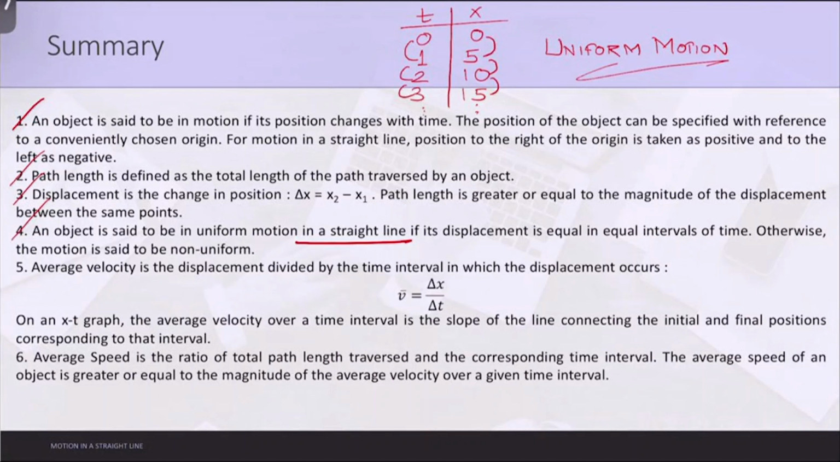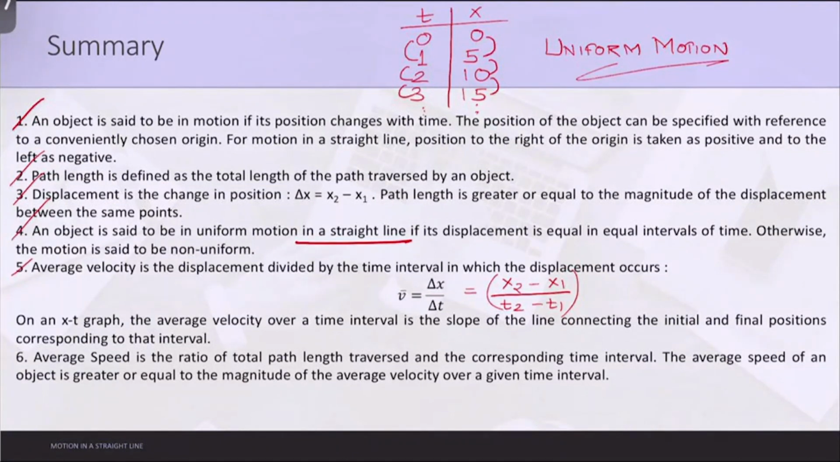The next thing is average velocity, which is the displacement divided by the time interval in which the displacement occurs. So what is V bar? V bar is nothing but equal to delta x by delta t. Just arriving at this situation again, this is how it can be defined. So it is nothing but x2 minus x1 upon t2 minus t1.